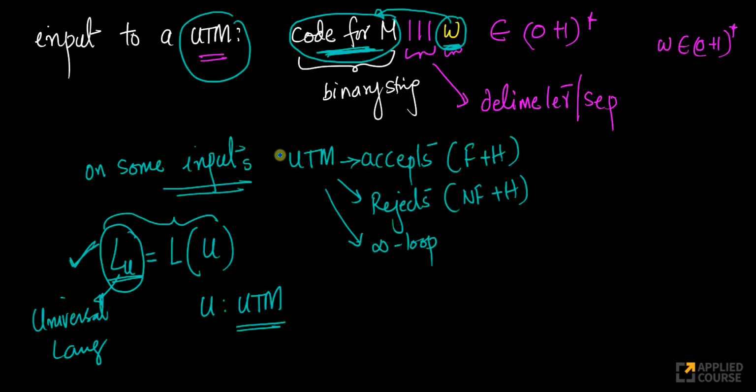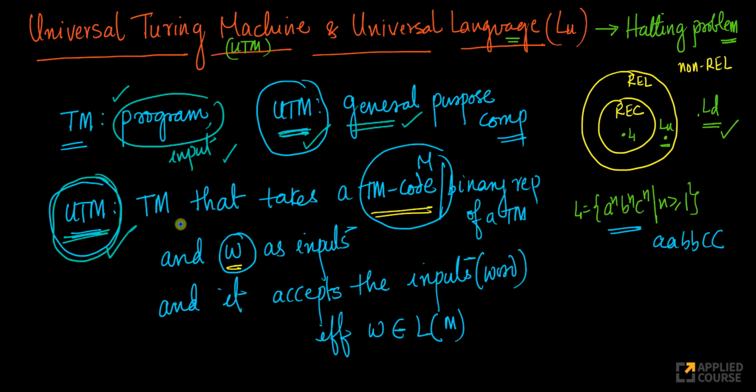Now the next important task for us is to prove that the universal language itself is recursively enumerable, but not recursive. We'll show that with a very interesting idea called reductions. We'll show that in the next couple of videos.